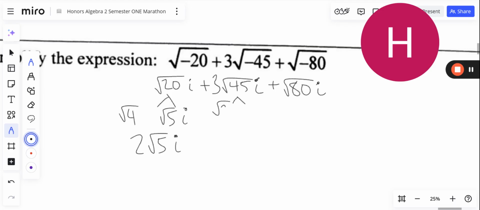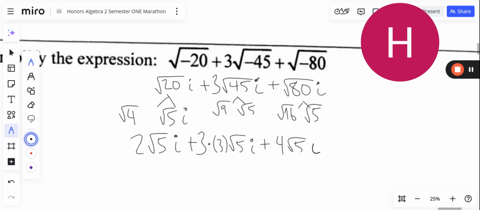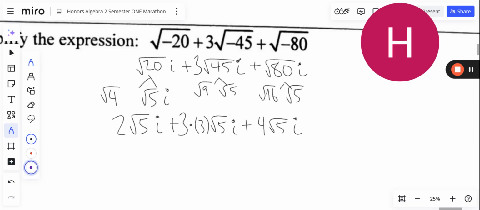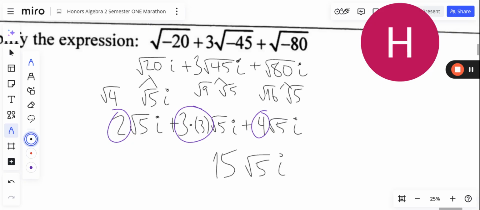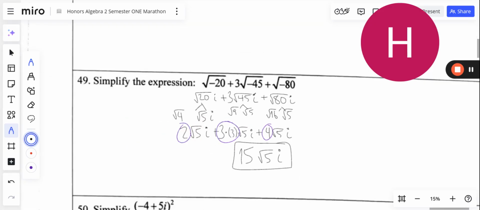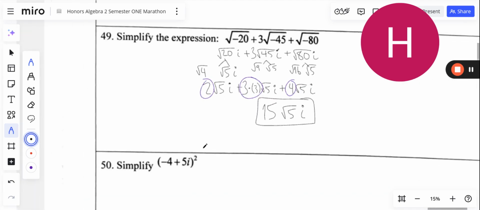This is going to turn into root 9 and root 5. So we're going to have 3 times 3 from the square root of 9, root 5 times i. And then what can we take out of this? We can take 16 in a root out of there. So this is going to be plus 4 times root 5 times i. So putting this all together, we basically just have 2 plus 3 times 3, that's 9, plus 4. 2 plus 9 plus 4, that's 15 root 5i. Pretty easy stuff. We're just simplifying radicals at this point.